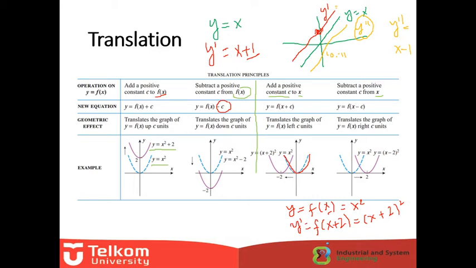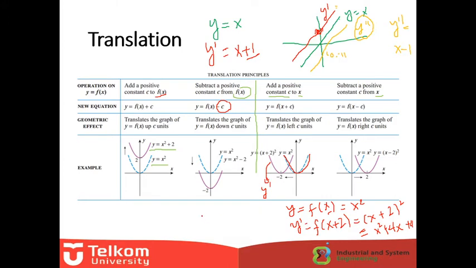Moving from 0 by 2, 1, 2 should be here. So this should be y prime with the condition (x + 2) square, or we can also expand it: x square plus 4x plus 4. So this is the graph of (x + 2) square.